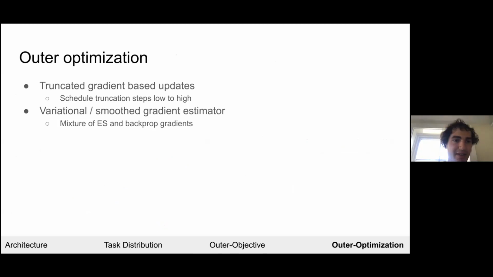Last but not least is outer optimization. In this case, we're using a truncated gradient-based method. We're scheduling the length of truncations from low to high, and we're using the variational smooth gradient estimator that I mentioned earlier. In this case, we use a gradient estimator based on a mixture of evolutionary strategies and backprop gradients.